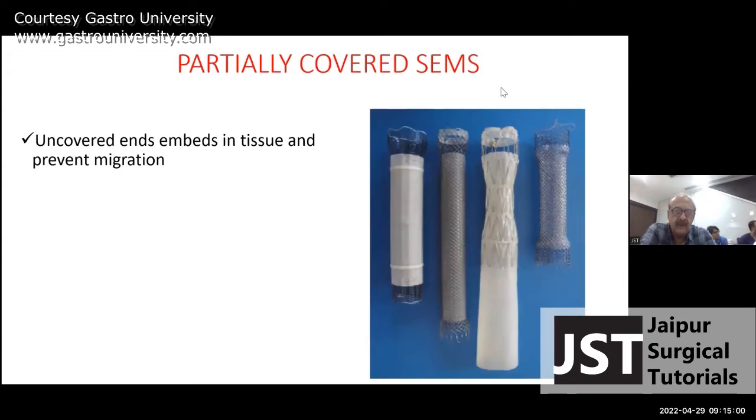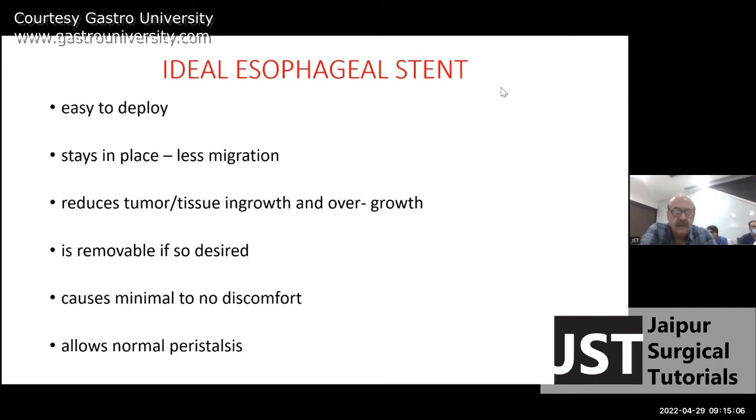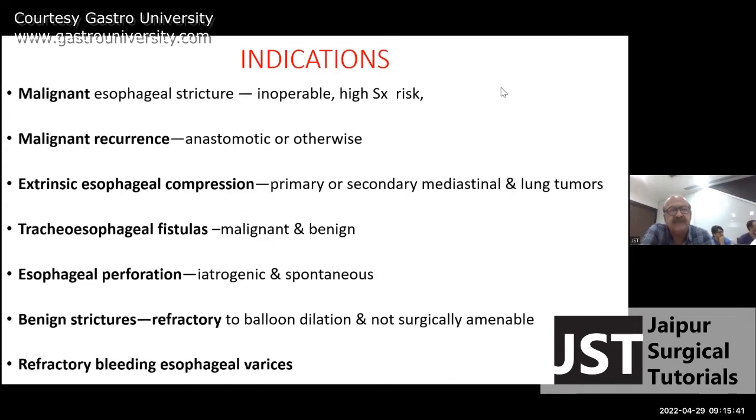The partially covered, as I've already told, the ends are uncovered and the middle part is covered, so it prevents migration. So the ideal esophageal stent is easy to deploy and it stays in place, with less migration because of the uncovered ends. It reduces tumor ingrowth because of the fully covered middle part, and it can be removed if so desired. The ideal stent should have all the features, which are not present in every stent. Because if you use fully covered, it has some advantage. If you use fully uncovered, it has some advantage. But partially covered serves the majority of the purpose in these stenting.